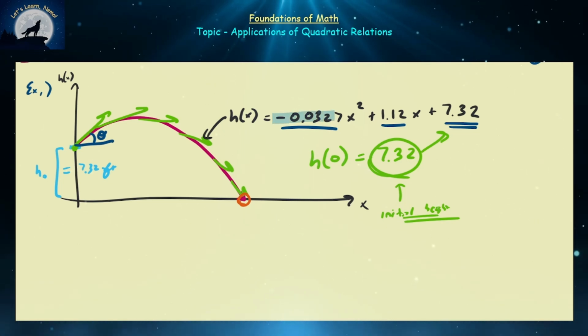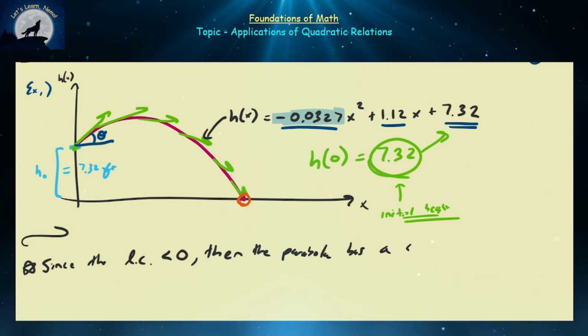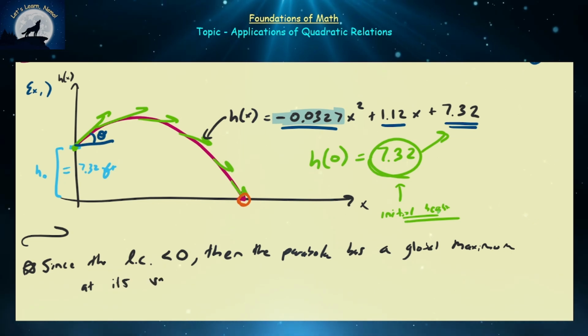If we look at this particular quadratic relation and look at its leading coefficient, what can we say from that? Since the leading coefficient of this quadratic relation is less than 0, what can we tell about the overall structure of this parabola? Then the parabola, or the parabolic relation, has a global maximum at its vertex. So that's one of the important properties associated to quadratic relations.